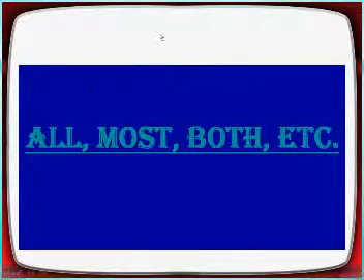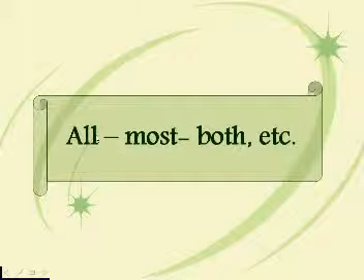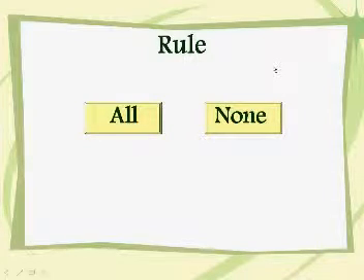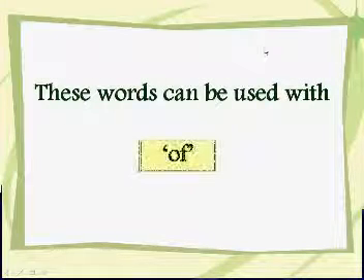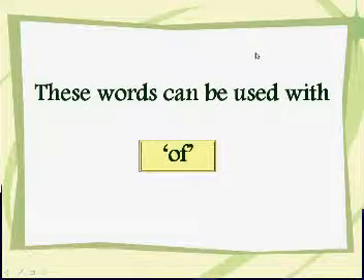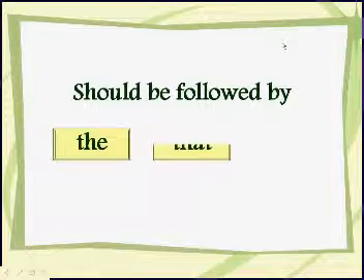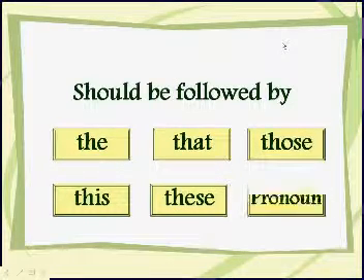Then we move to the words all, most, both, etc. Okay. The rule is all, none, most, and two. Look at these words, and you have them in your student's book. The words all, none, most, two, one: these words can be used with of, all of, one of, two of. And they should be followed by the, or that, those, this, these, or followed by a pronoun.